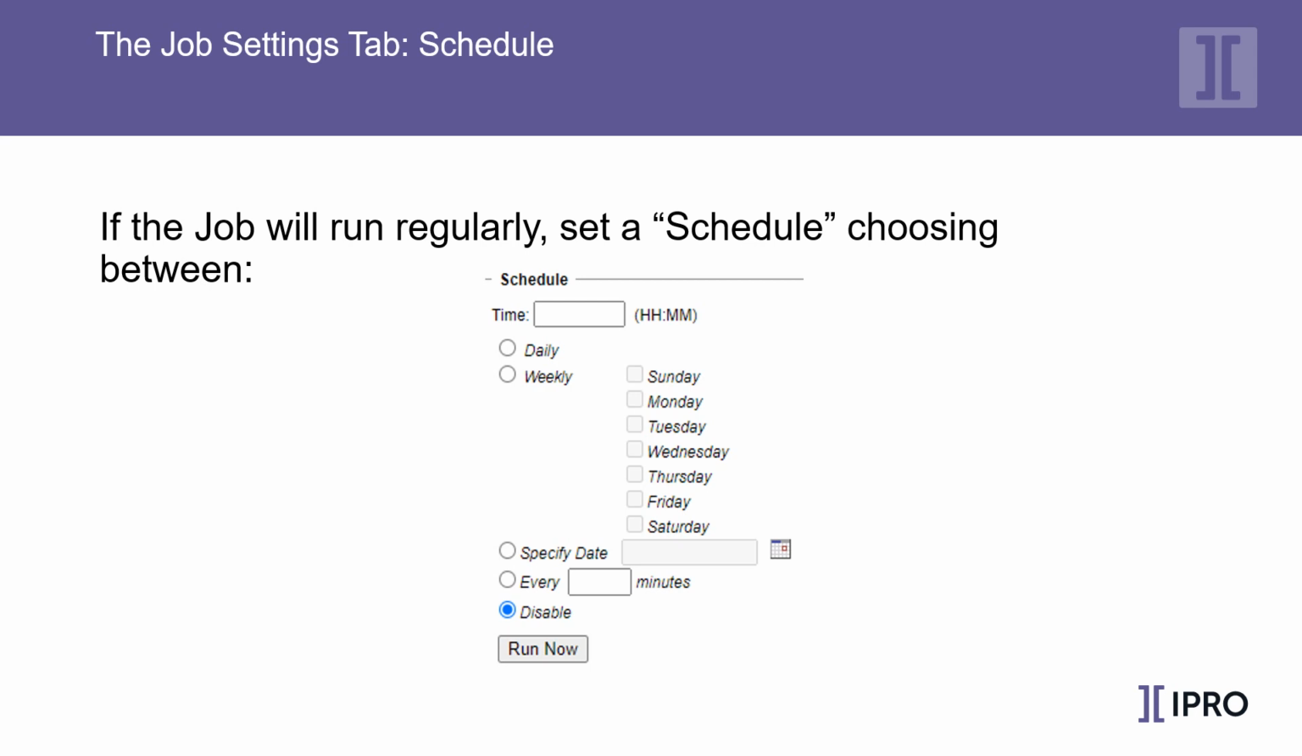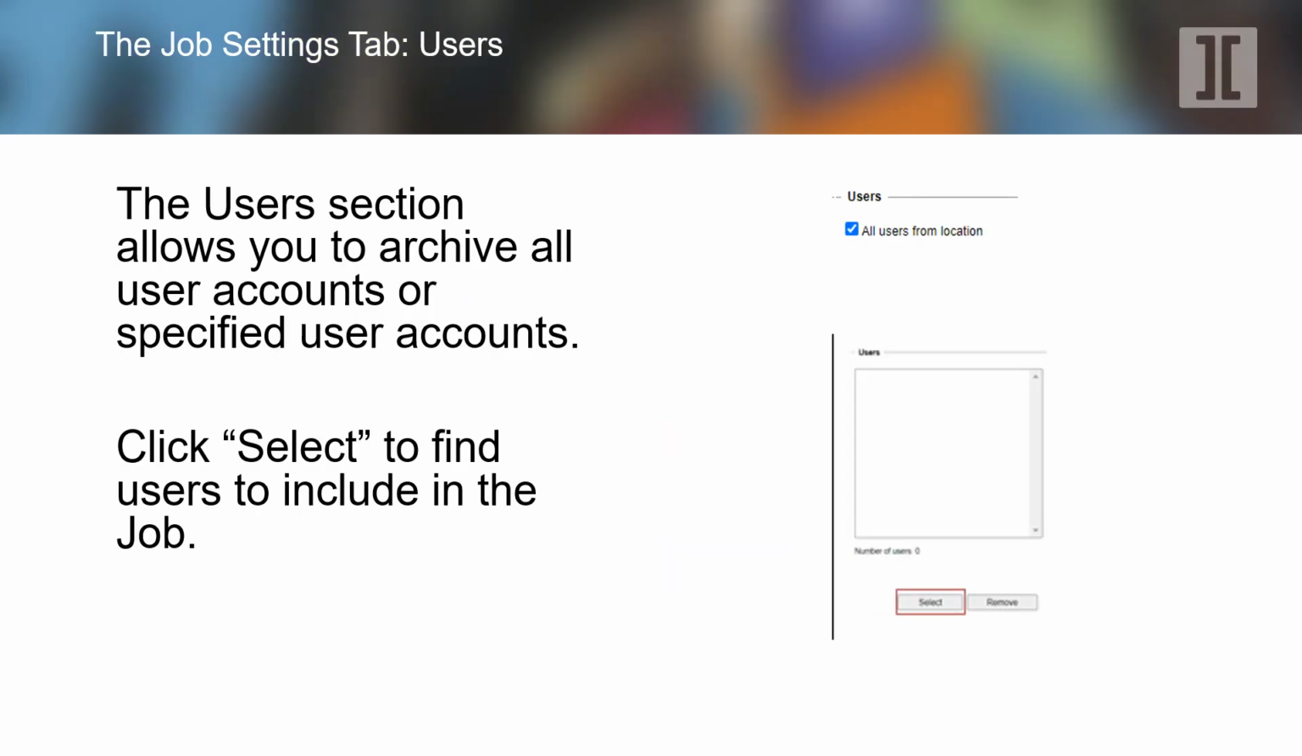Here you can select the time of day and then choose between daily, weekly, and/or specify a date or every X number of minutes. You can also choose to run now if you wish to run the job immediately. In the User section on the Job Settings tab, you can archive all user accounts or select specific user accounts. To archive all users, leave the checkbox All Users from Location selected. To specify accounts, deselect the option All Users from Location and then click Select.